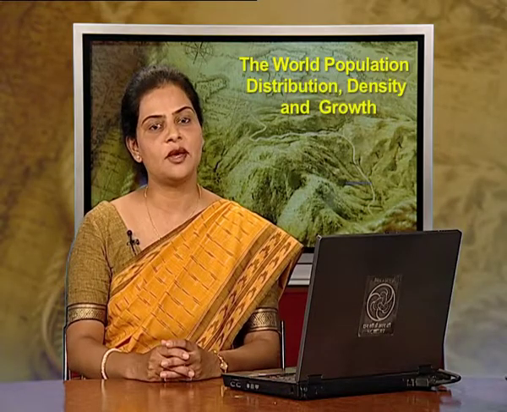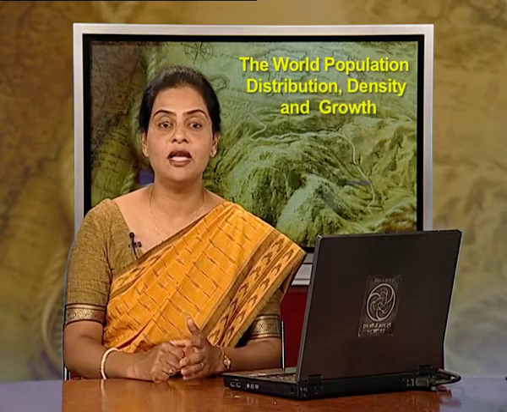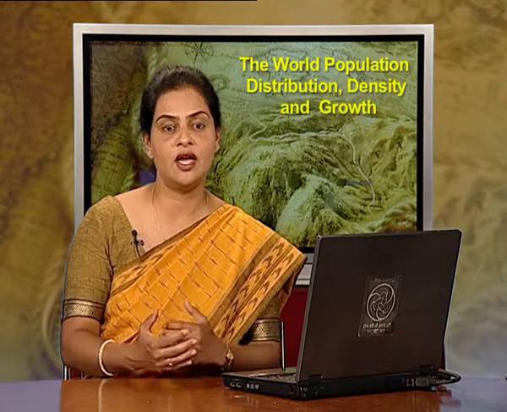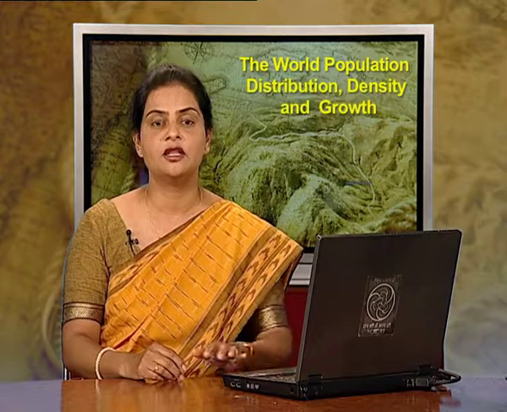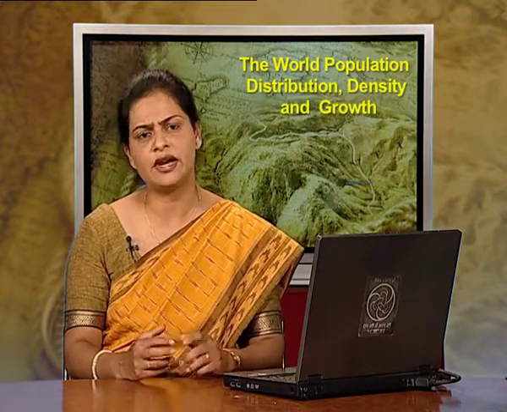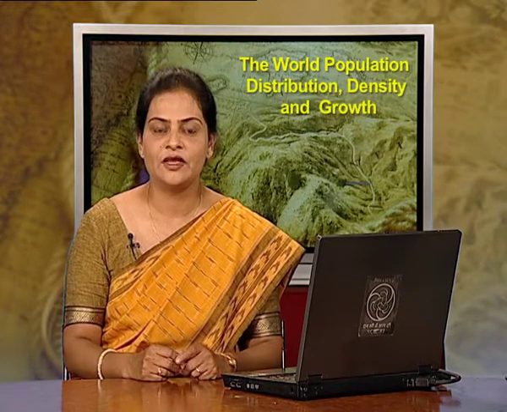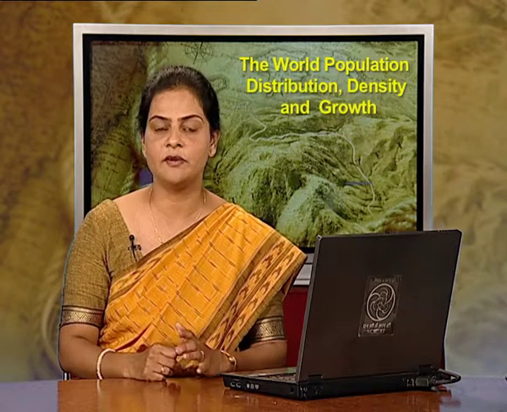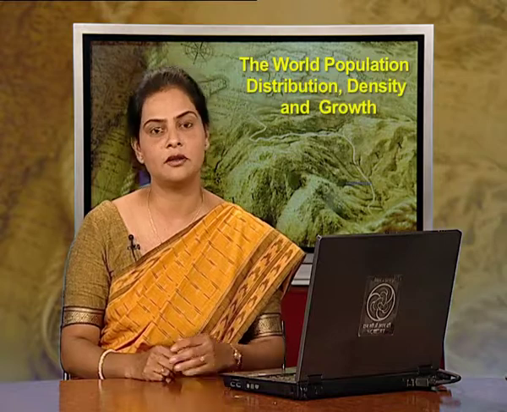Relief features play a vital role in influencing the population distribution as well. The main concentration of human population are confined to the areas marked by flat topography. The fertile plains always attracted the people. It is interesting to know that in Egypt, 98% of its total population is concentrated, forming a ribbon along the Nile River.